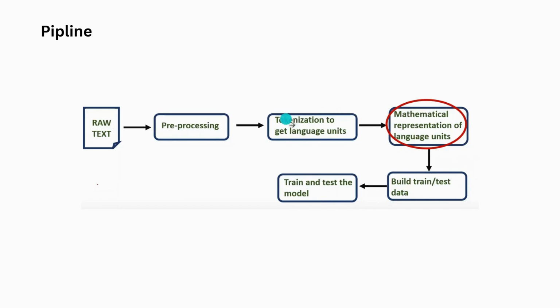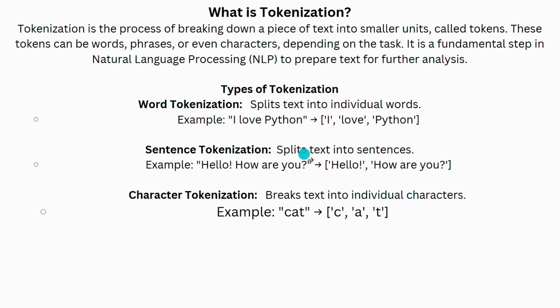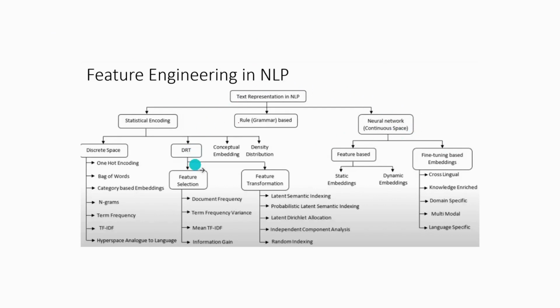In between, we have to do tokenization. After pre-processing, we have to do tokenization. After that, we do mathematical representation of the language units. This is tokenization. What does tokenization mean? It divides each term into a single token, each word into a single token. Next, we discuss this flowchart of text representation in NLP, but we discussed some topics in statistical encoding. The remaining we can discuss in another video.